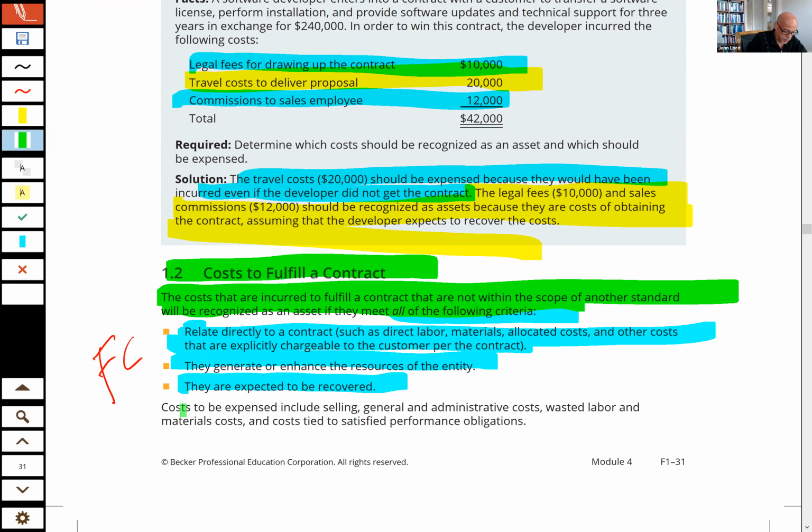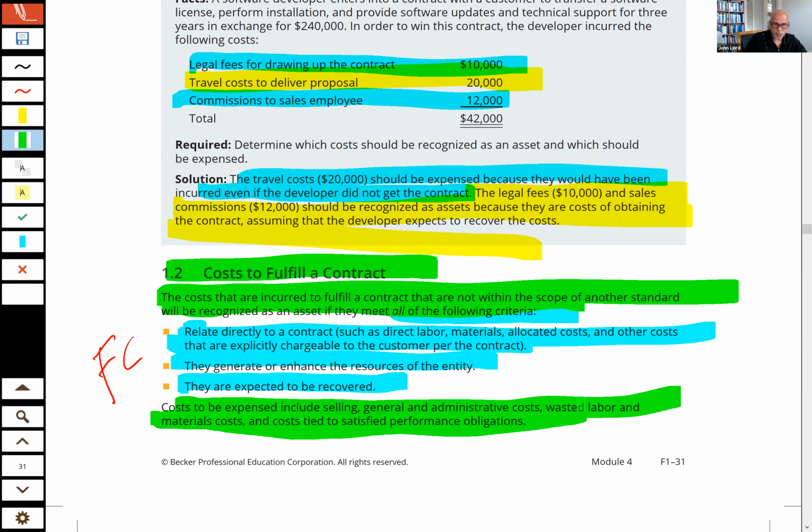And of course, costs that are to be expensed include some items that would be expensed in any situation, which is including general and administrative costs. Those are period costs. Wasted labor is a period cost, etc. Okay, good. You can go ahead and flashcard that last paragraph there if you want, that last little baby paragraph sentence, whatever, you can flashcard that as well.